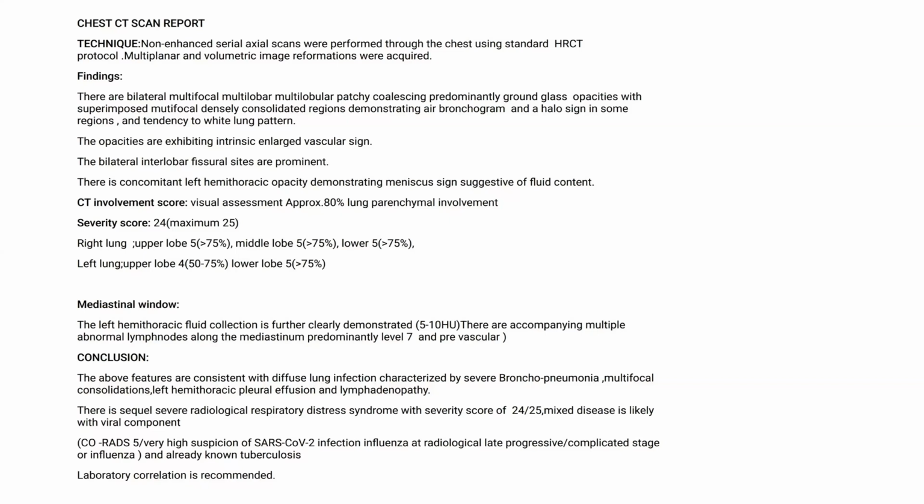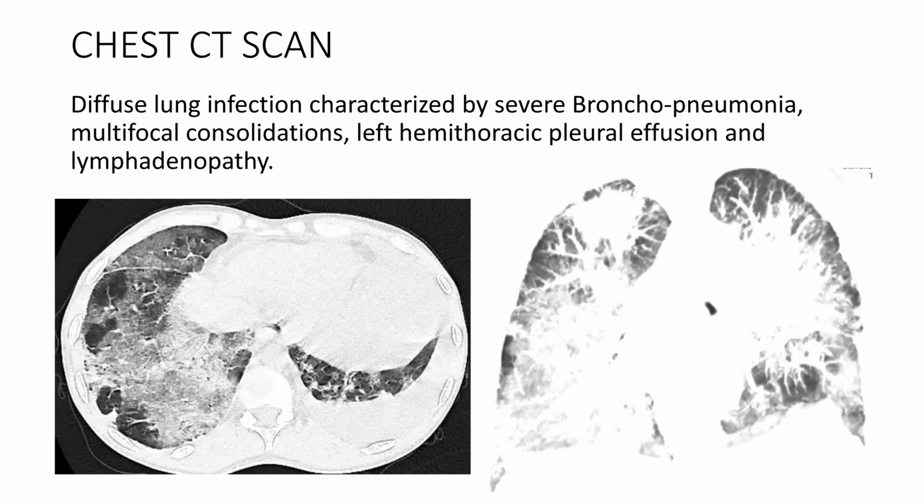And these are the images from the chest CT scan. Yeah, we can see the extensive fibrosis with very little to no lung tissue on the left side.